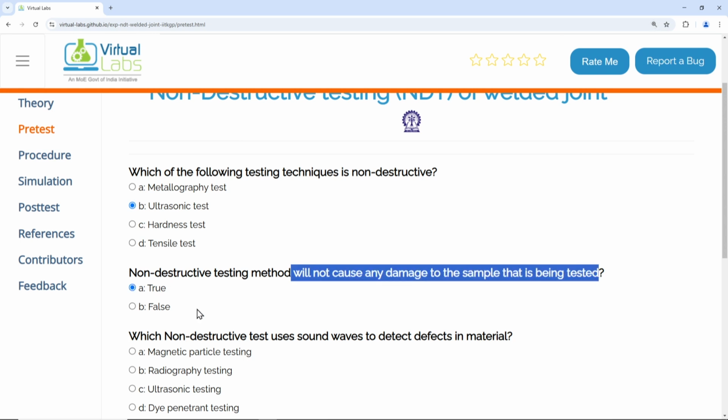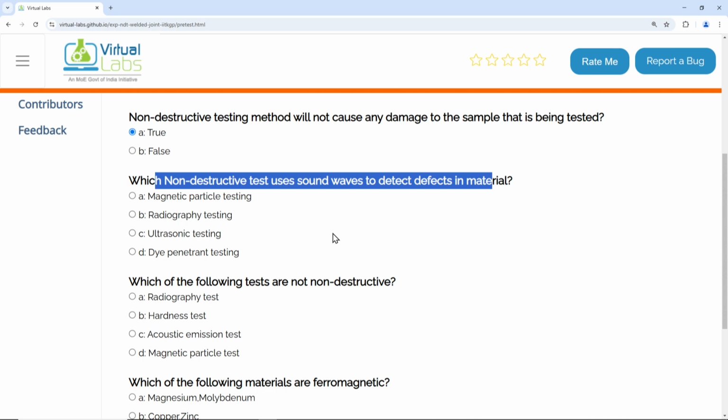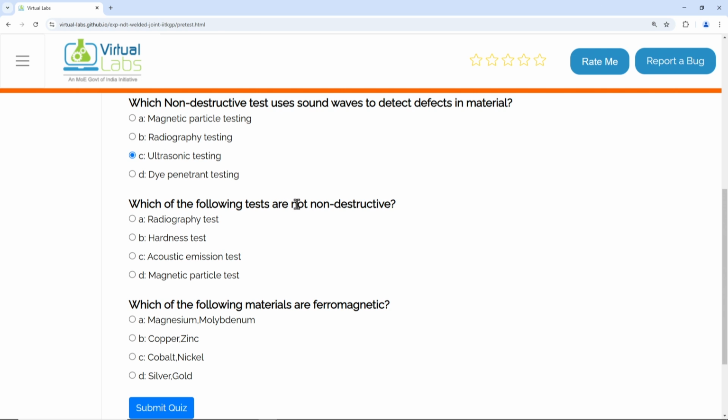This is true. Which non-destructive test uses sound waves to detect defects in the material? As I have shown you in the theory, ultrasonic testing sends the sound waves to detect any defect. Which of the following tests are not non-destructive? Radiography, hardness, acoustic, magnetic particle test. Hardness is a destructive test because it creates an indentation over the workpiece, and the surface of the workpiece is also hindered here.